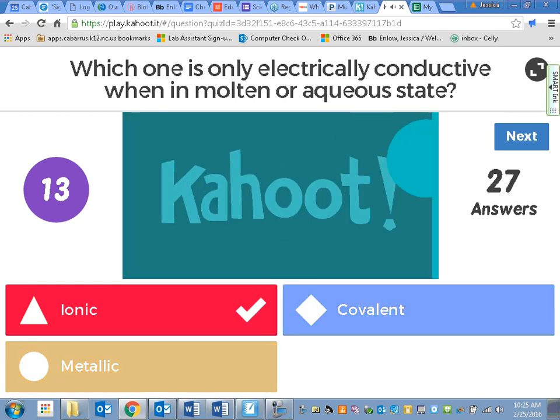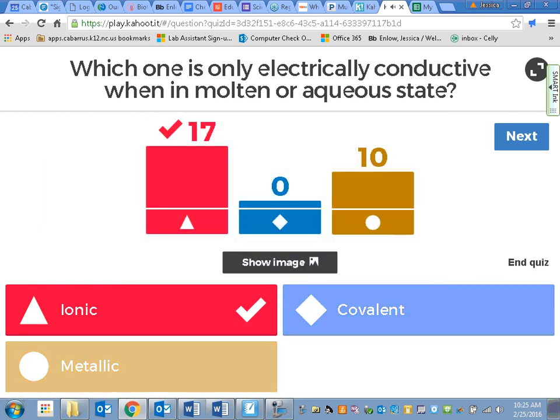Very good. Let's see. So molten. The word "only" is the part that throws you off. The metallic bonds are always electrically conductive. It doesn't matter if they're solid, liquid, or in aqueous. Well, they're not going to change in aqueous. They don't dissolve. Metals do not dissolve in water. That would be an awful occurrence.